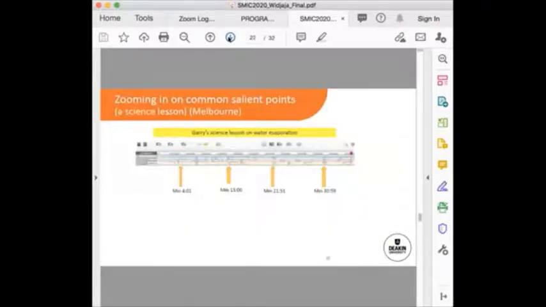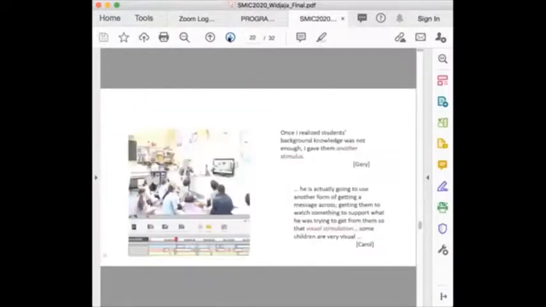And this is, we are going to look at the salient points in the science lesson. Melly, let me know in terms of time if I'm running out of time or something.